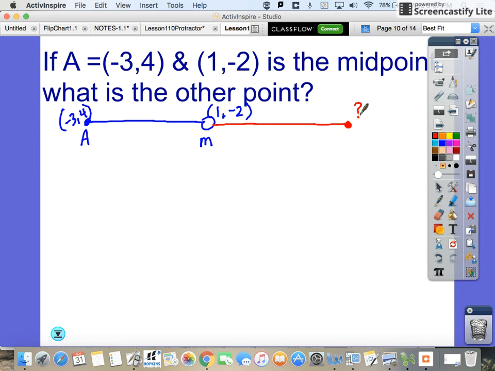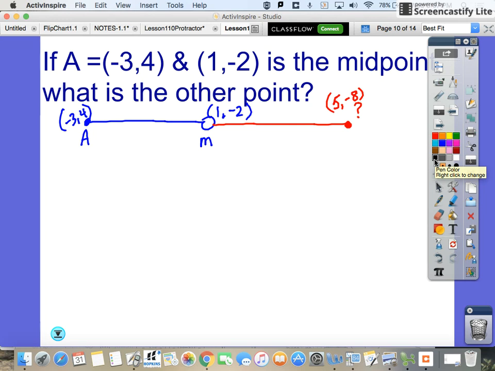Now, the way you could think about this is that from negative 3 to 1, that's 4 steps. You went up 4. So to go the other way, you need to go up 4 more. So you would be at 5. And then here from 4 to negative 2, you went down 6. So to find the endpoint, you would need to go down 6 again to negative 8. Okay, if that doesn't make sense to you, it's okay.